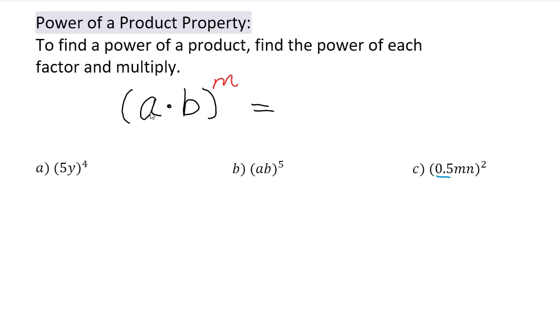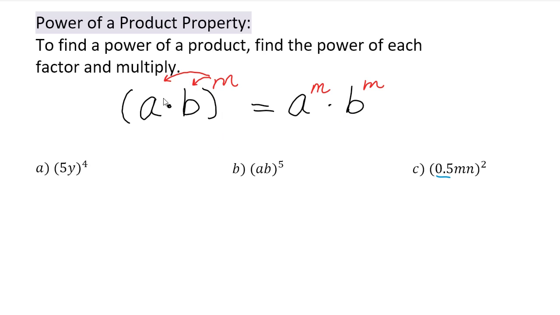I have a product inside a parenthesis, so it could be 2, 3, 4 different factors multiplying, and then outside I have an exponent. So what this looks like, if I'm trying to simplify it, think of distribution. Think that you have to distribute the exponent to each of those factors. So simplified, this will look like this. Base a should have exponent m, times b, and that will also have the same exponent. Okay, so find the power and multiply.